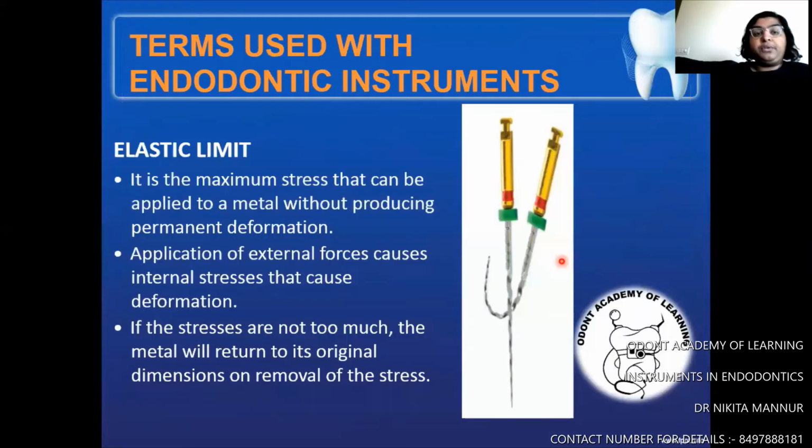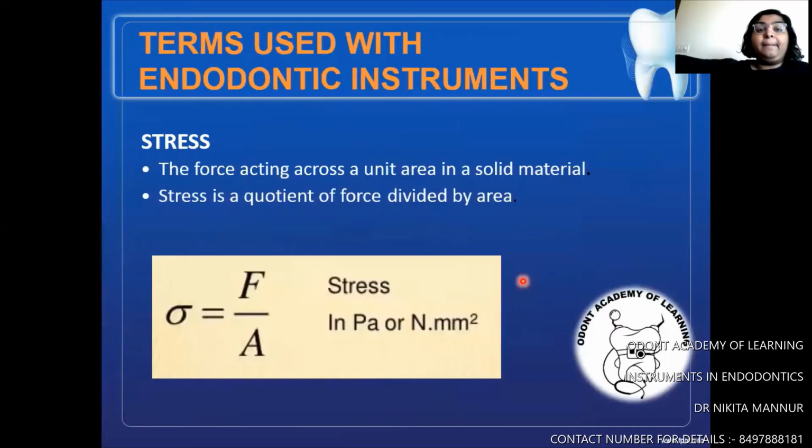The terms used: elastic limit. So the maximum stress that can be applied to a metal without producing permanent deformation is known as elastic limit. And the application of external forces causes internal stresses that cause deformation. If the stresses are not too much, the metal will return to its original dimension on the removal of the stress. So this characteristic we see very commonly with nickel titanium.